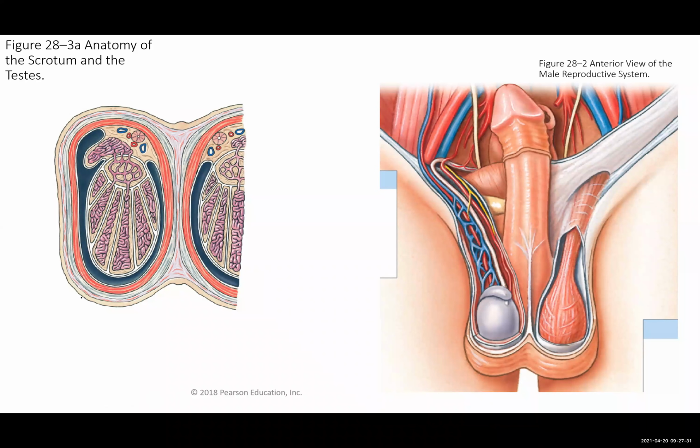So here we see our scrotal skin. And then right here, we see the dartos muscle. And then kind of lining the inside of the scrotal sac, but also the very outside layer of the testes, we have the tunica vaginalis.